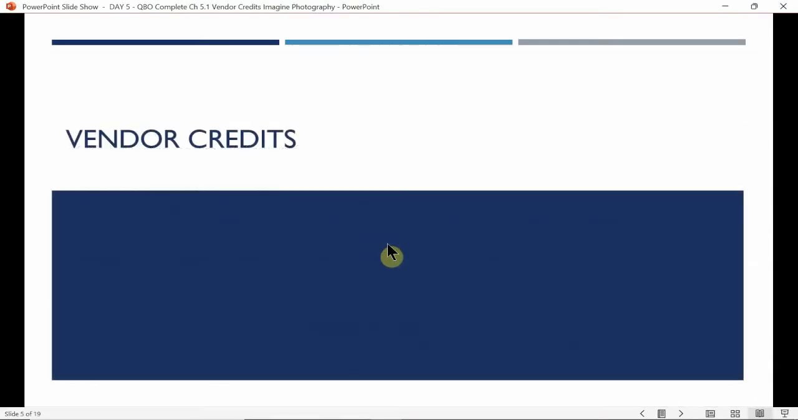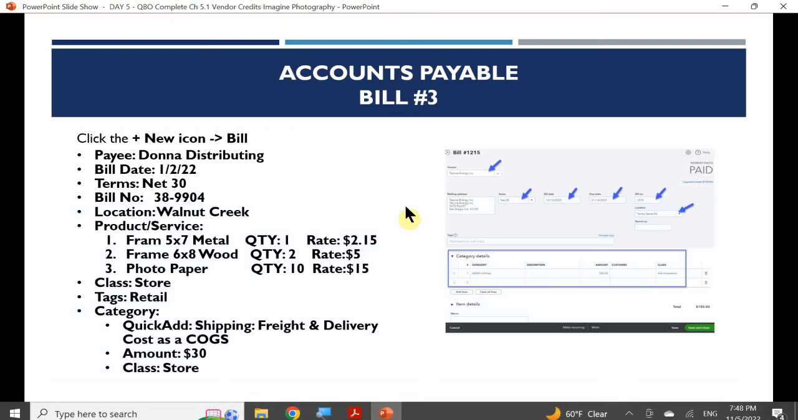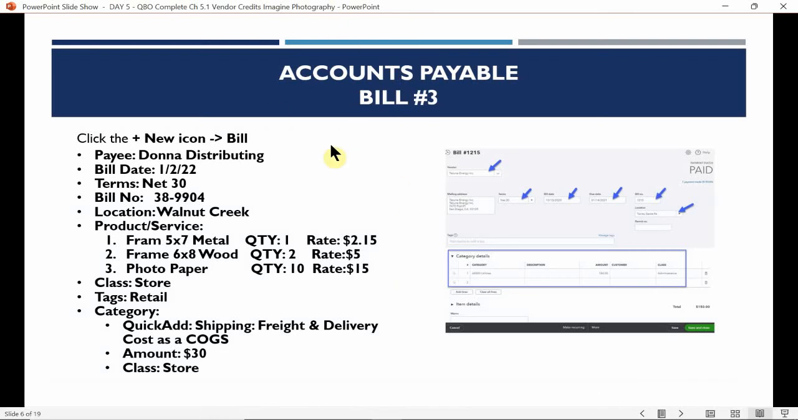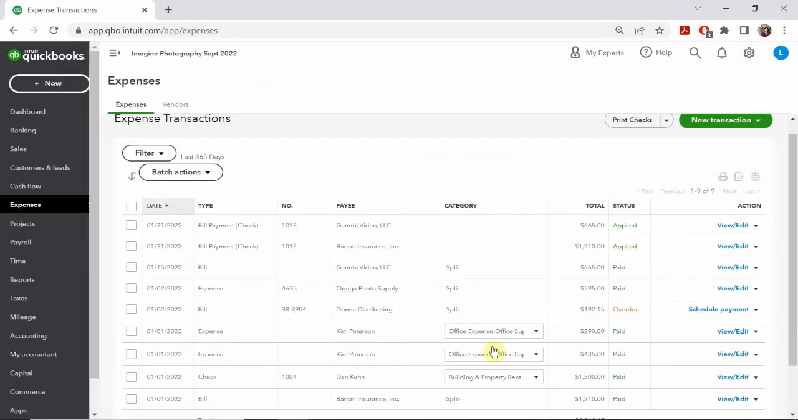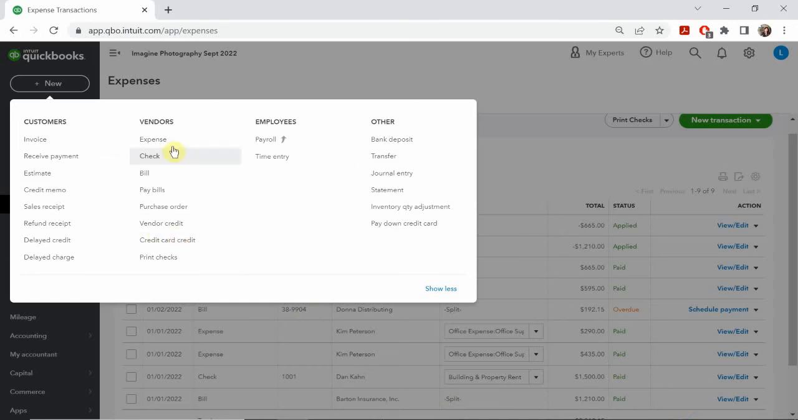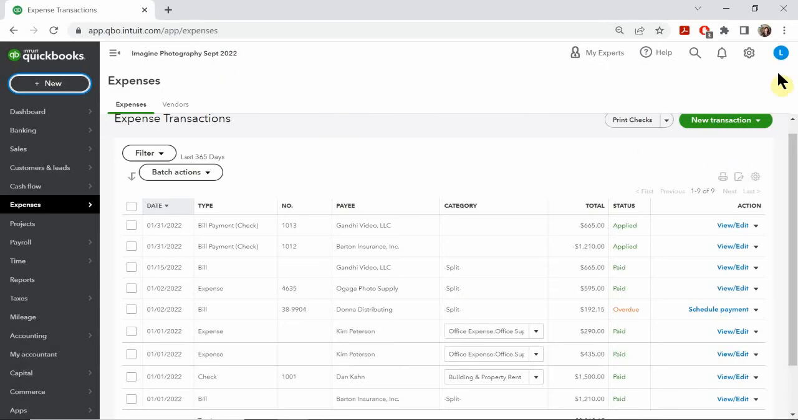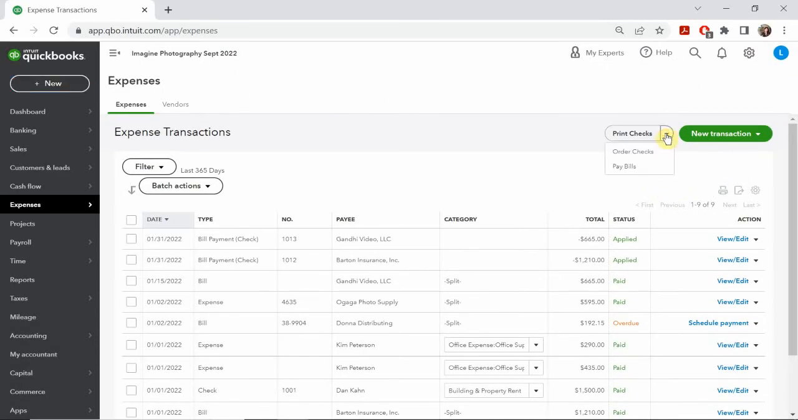So the next thing is applying our vendor credit. How do we create a vendor credit? Like I said, our best friend here is the plus new icon, and you're going to see that you have a vendor credit option right here. You're also able to do that through your expenses tab or your expenses window, create new transaction, and you could build your vendor credit right here as well.